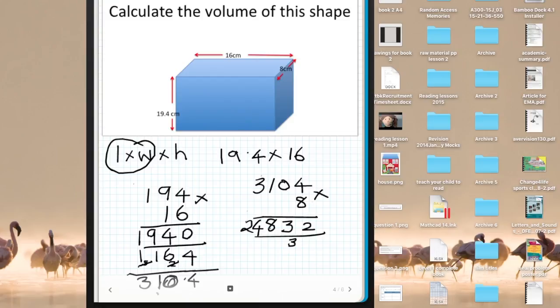24. And we had one number after the decimal point, so I want my decimal point there. So my answer is 2,483.2, and remember the units for volume, centimetres cubed, and underline the answer.